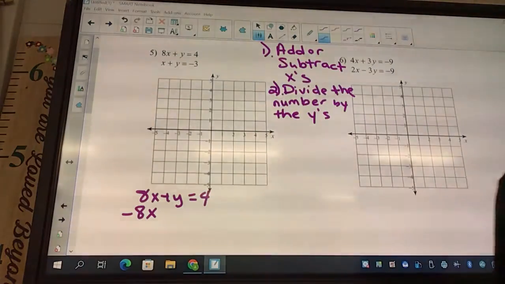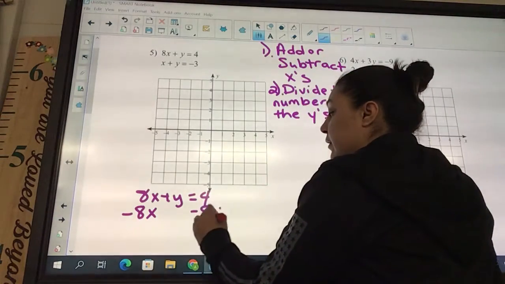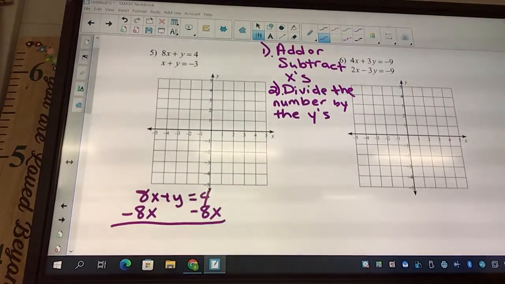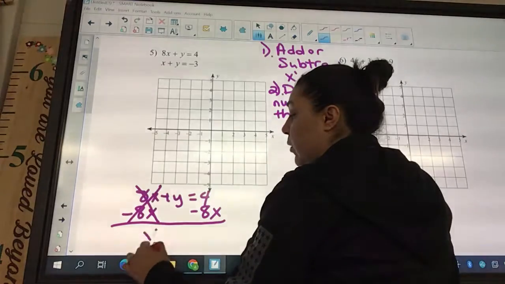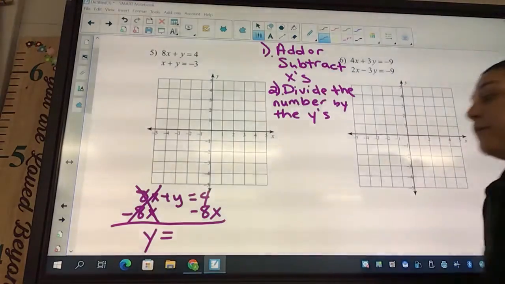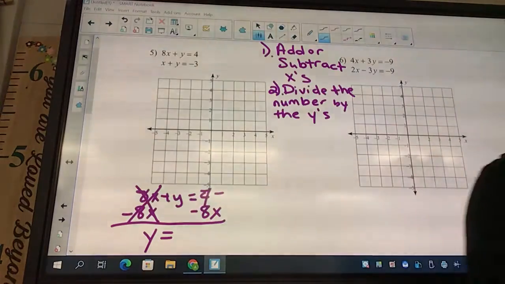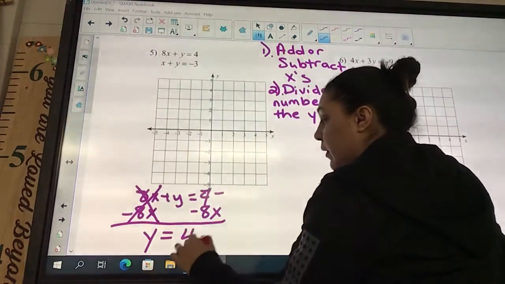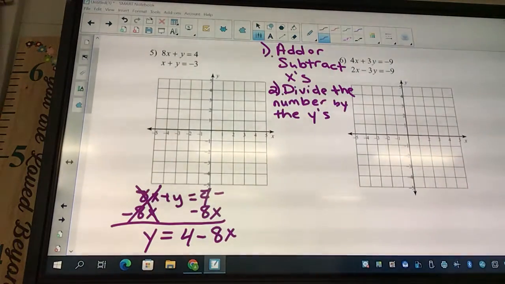Whatever you do to one side, you have to do to the other side. So you're going to say minus 8x. Okay, so these x's cancel, and you're left with y equals, and then for this part, you're just going to write it all in a straight line. So we got 4 minus 8x, or you can write negative 8x plus 4.